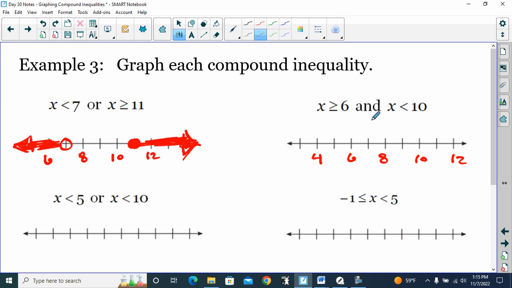Second one here is an and. For an and, I need the overlap. If I'm looking for the overlap, this is when we draw a little graph up above and see where they cross. x is bigger than 6, looks like that. Less than 10, looks like this. The overlap in between. So closed circle on the 6, open circle on the 10, shaded in between.